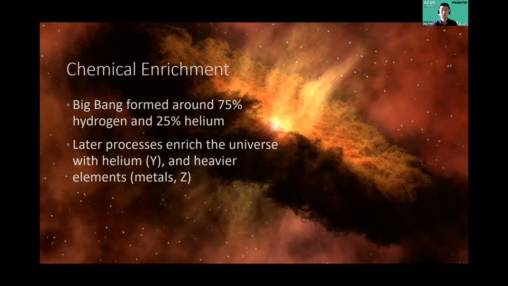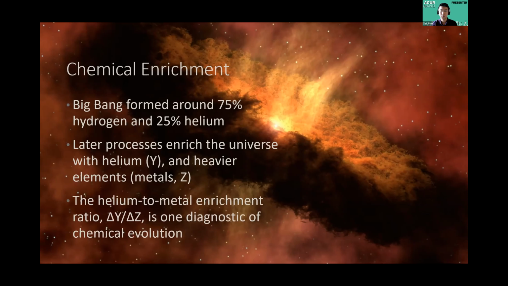And when we look at the past of the universe and of our galaxy, one of the things that we're really interested in is, how does this enrichment process proceed, right? How fast are elements being formed? And one of the diagnostics we can use for this is the helium to metal enrichment ratio, which is essentially a ratio of how fast helium is being produced relative to metals.